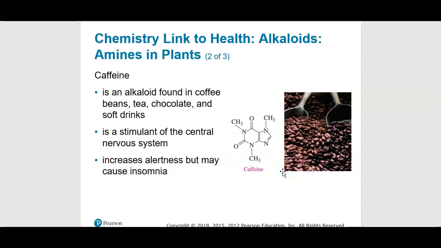So then caffeine is another alkaloid, which is a very common one. I forget the term I want to use, but it's a stimulant. It increases alertness, may cause insomnia, and so forth. And you can overdo it. You can overdo caffeine. A lot of people do. But that's another one.